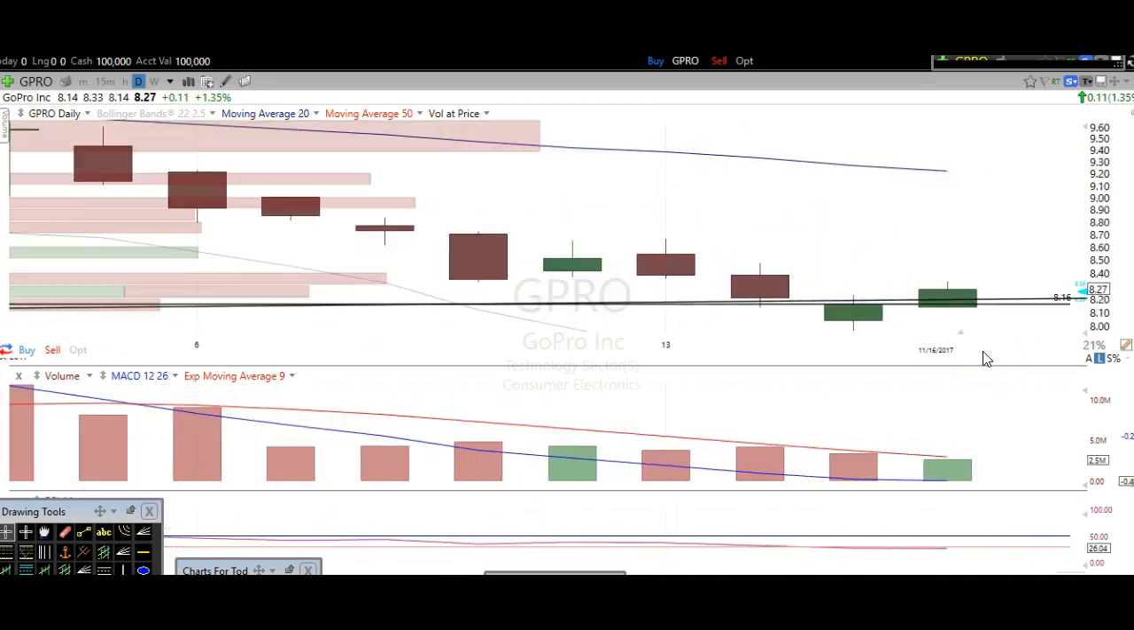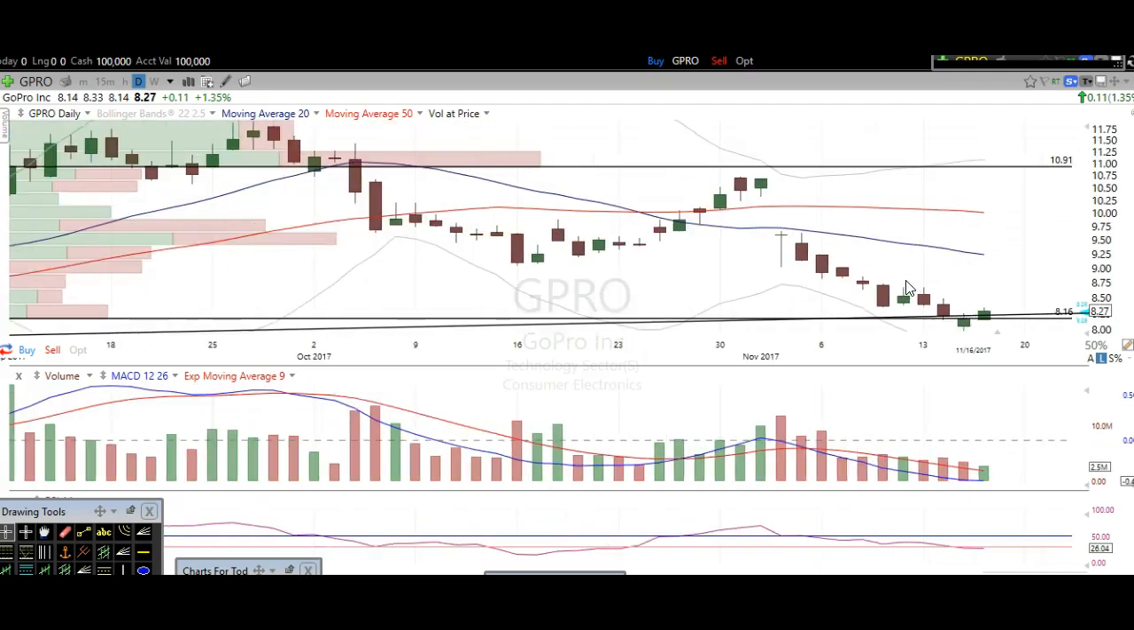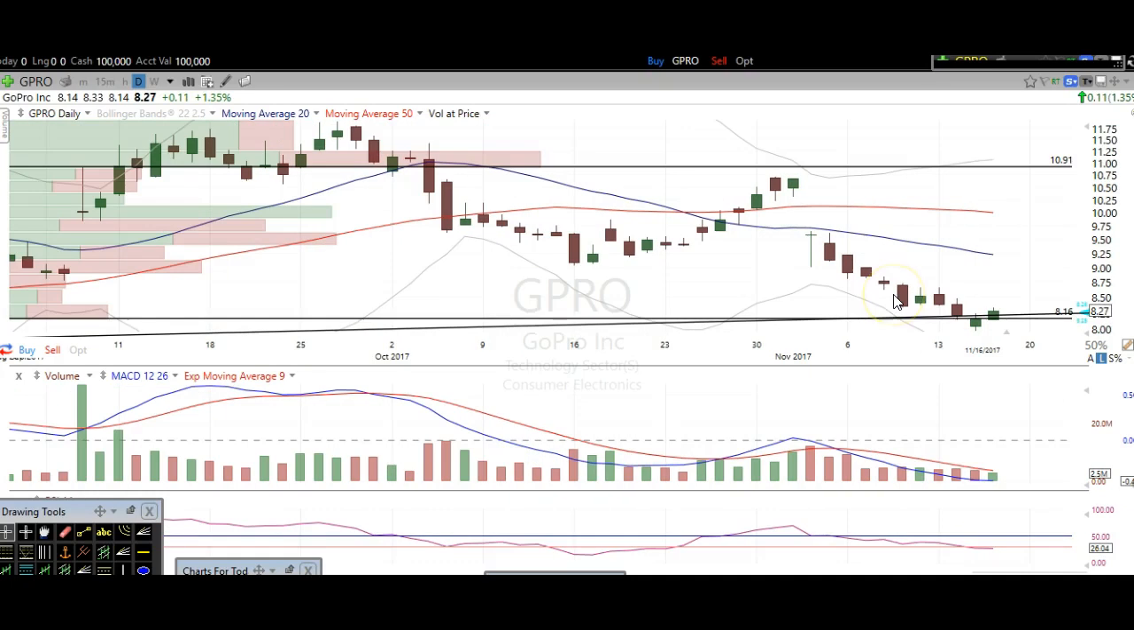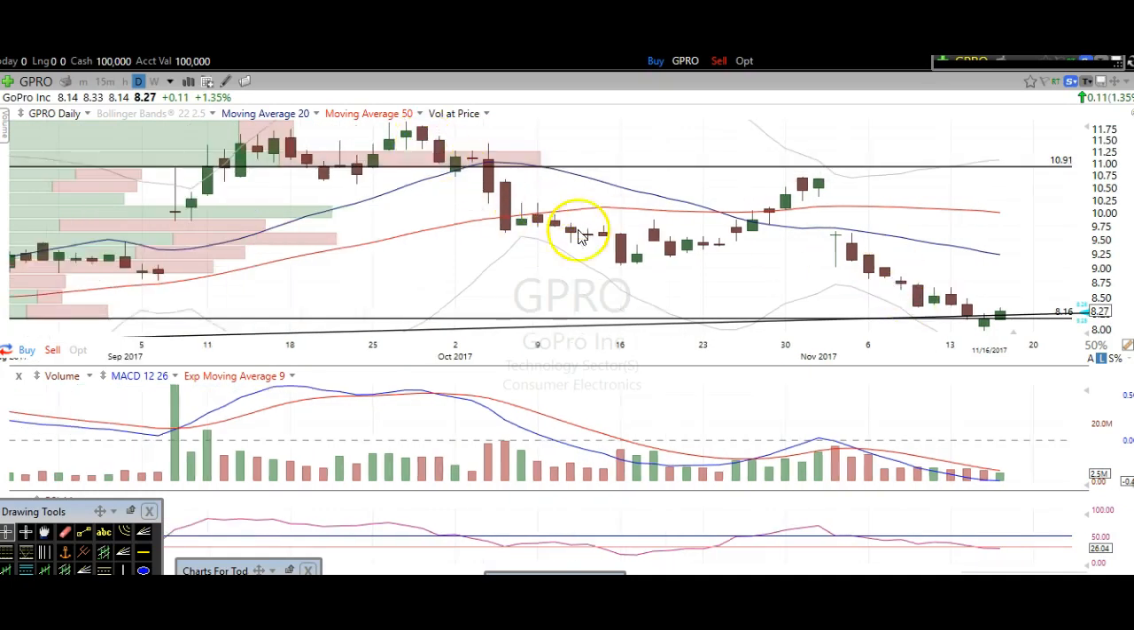So I could definitely see GoPro getting a bounce here. We also have, if you look here, this gap down, all right, washout low with a green close, and then the following day today, we saw a gap up with a close over the previous day's high, all right. So that to me is the first reversal signal that we've seen here on GoPro this whole time, all right. This whole time, we haven't seen a reversal signal like that, but we finally got that right here. So GoPro could be looking for an upside move in the near term.